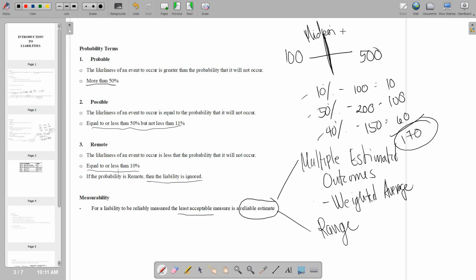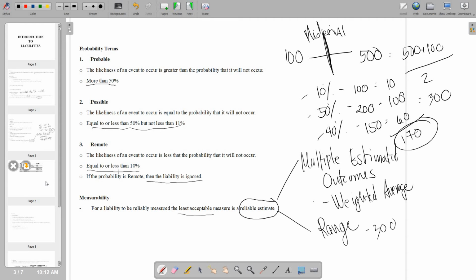Okay, you go to the midpoint. So how do you get the midpoint? Di ba? 500 plus 100 divided by 2. So that would give us 300. Okay? So that is a reliable estimate.